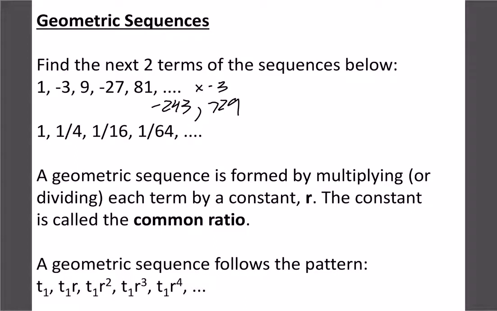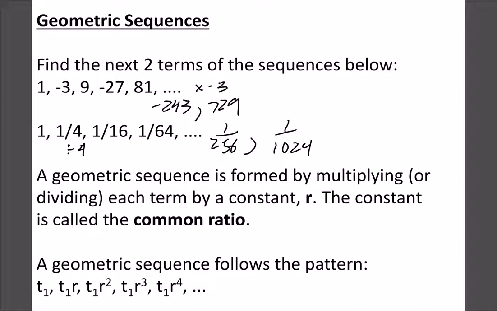Okay, and if we do the next one, you can see we have 1, then a quarter, then a 16th, and so on. So we're getting smaller. So in this case, we're actually dividing by 4. So when we go 1/64th divided by 4, we get 1/256 as our next term. Divide that by 4 again, we get 1/1024. So either multiplying or dividing, that's really the only difference.